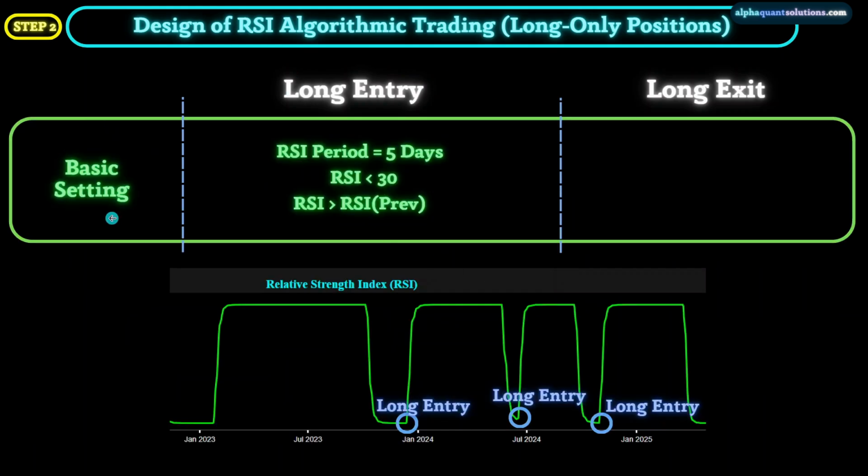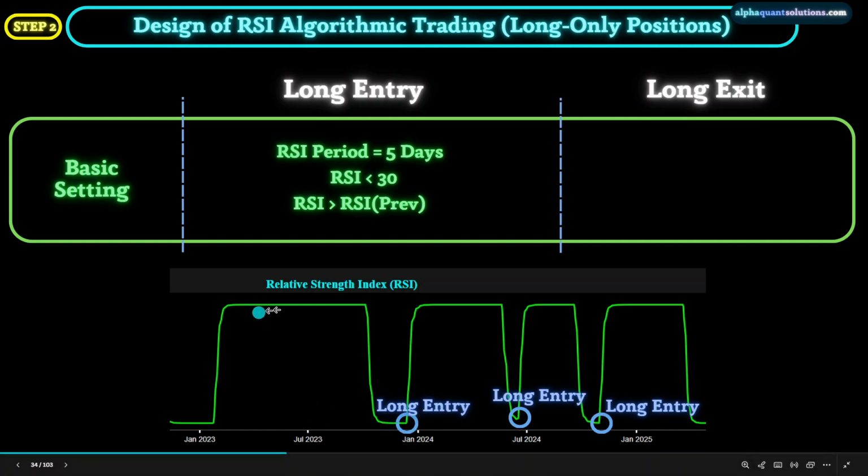Next, we have the basic settings of the algorithm, where we will use an RSI with a 5-day time period. We will check whether the RSI is below 30. We will look for an uptick in RSI, and you see here the green is the RSI. Once the RSI starts to increase, and if it's below 30, this could qualify as a long entry, this one as well, this one as well.